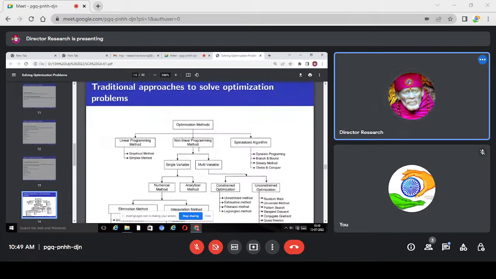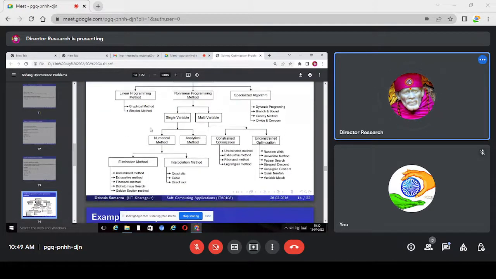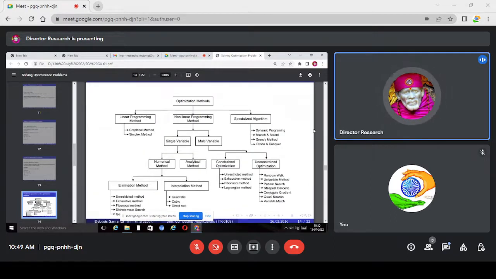Traditional approaches to solve the problem. Optimization methods: linear programming method, non-linear programming method, specialized algorithm. The graphical method and simplex method are linear programming. Non-linear programming is single variable and multivariable. Specialized algorithms: dynamic programming, branch and bound, greedy method, divide and conquer. Numerical method, analytical method, single variable, multi-variable, constrained optimization, unconstrained optimization.